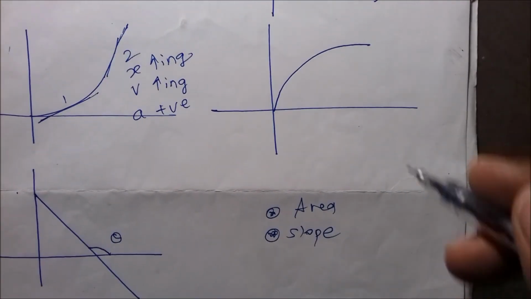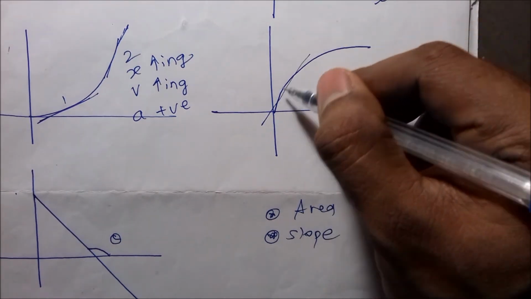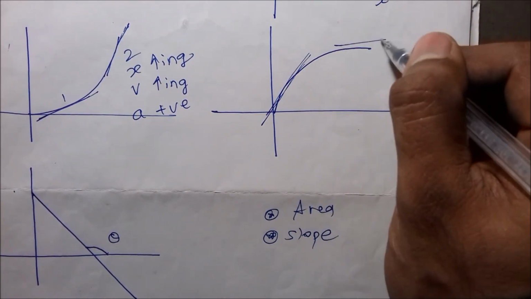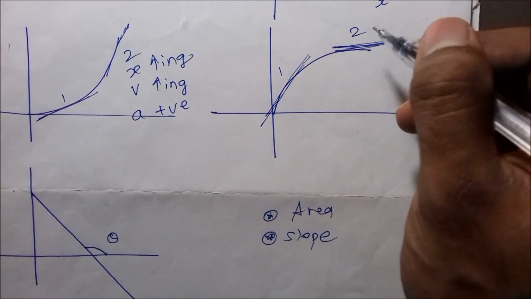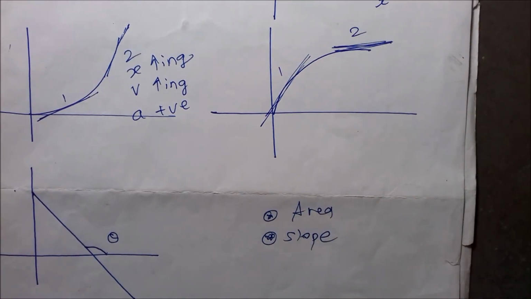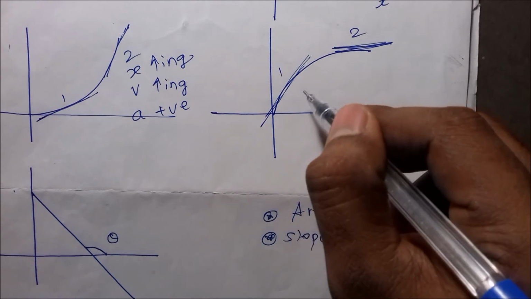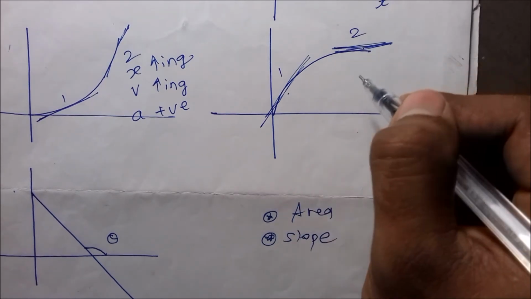Then third type of graph. Compared to point number 2, at point number 1 slope is more. So velocity is decreasing.